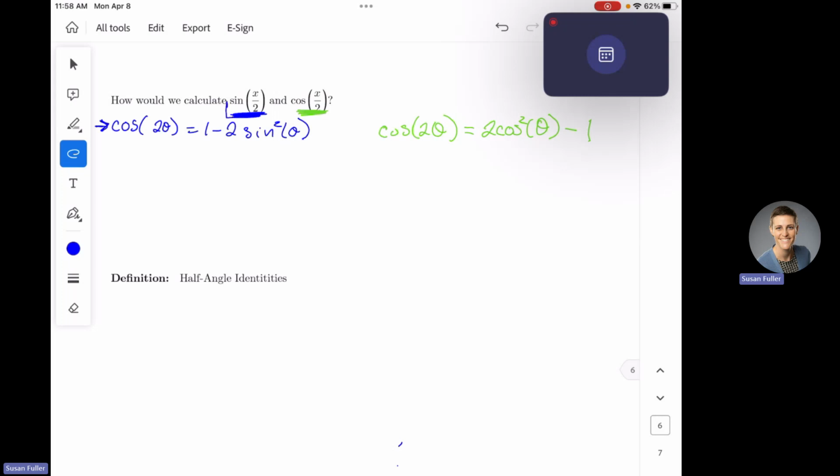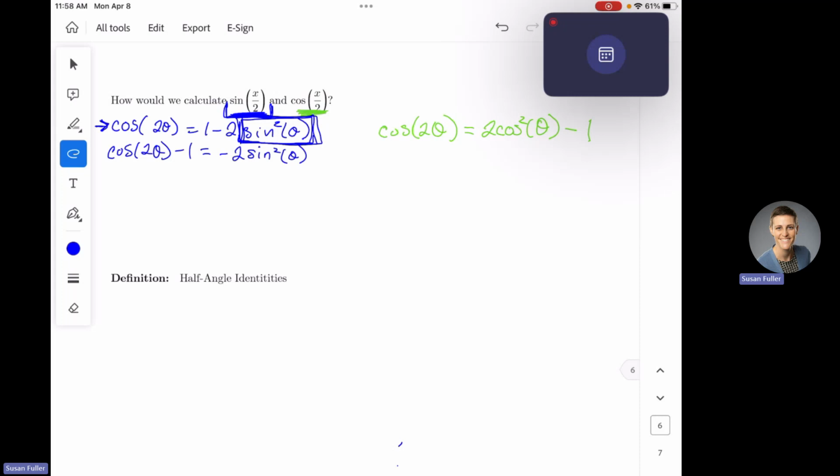So if I wanted to find the sine of x over 2, to derive that one, we are going to start with a double angle identity for cosine of 2 theta, and we're going to use the one that has the sine squared of theta in it. Our goal here is to solve for sine of theta, so I'm going to have to get that by itself. First thing I'm going to do is subtract that 1 from both sides. So I'm going to have the cosine of 2 theta minus 1, and I'm going to have negative 2 times sine squared of theta left over here.